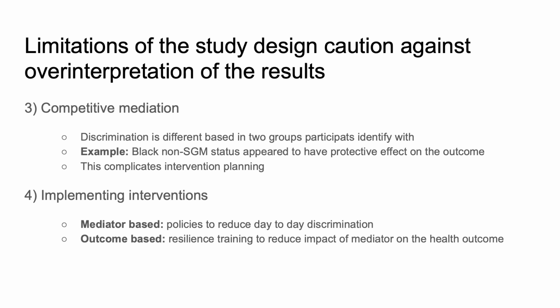Another problem with the study is competitive mediation, since discrimination can be different based on the two groups that individuals identify with. Yes, they belong to a certain intersection, but, for example, Black, non-sexual and gender minority status appears to have a protective effect on the outcome. So such mediation between belonging to a Black group and a non-sexual and gender minority group complicates interpretation of the study as well as intervention planning. And implementing interventions based on this study could lead to interventions based on the mediator or outcome.